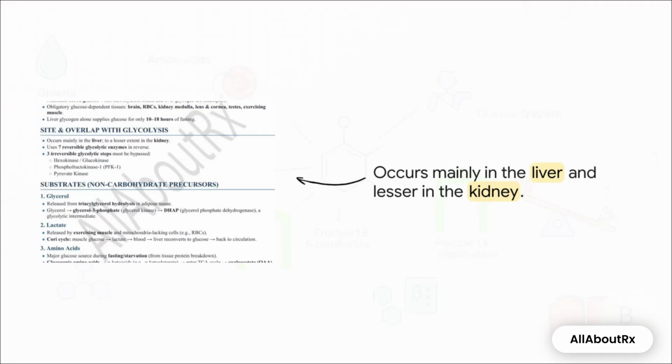So where does this magic actually happen? Primarily in the liver, and to a slightly lesser extent, the kidney. If the liver didn't step up to maintain blood glucose levels, fasting would be an immediate disaster for all those dependent tissues we just talked about.